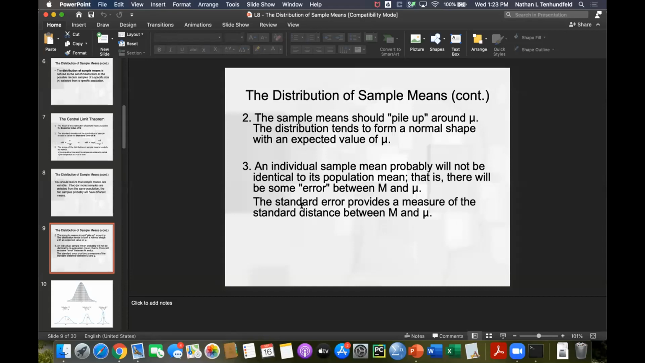And so the standard error, again, just like the standard deviation, is providing a measure of the standard distance between the sample mean and the population mean.